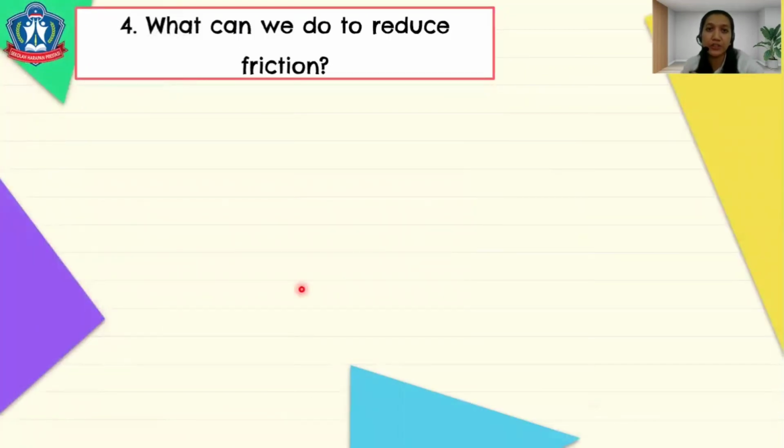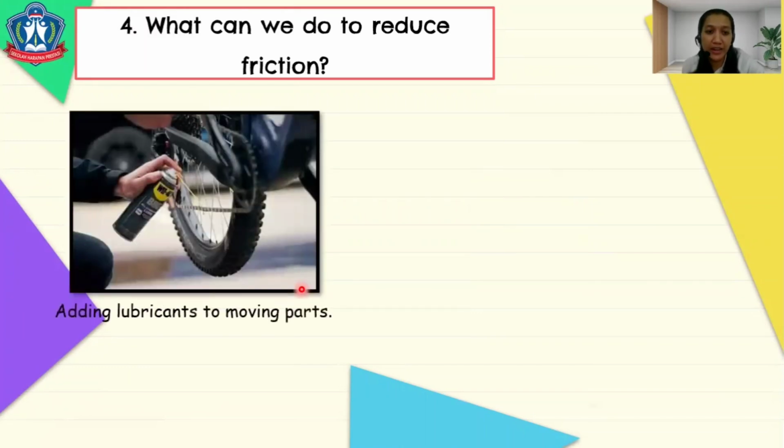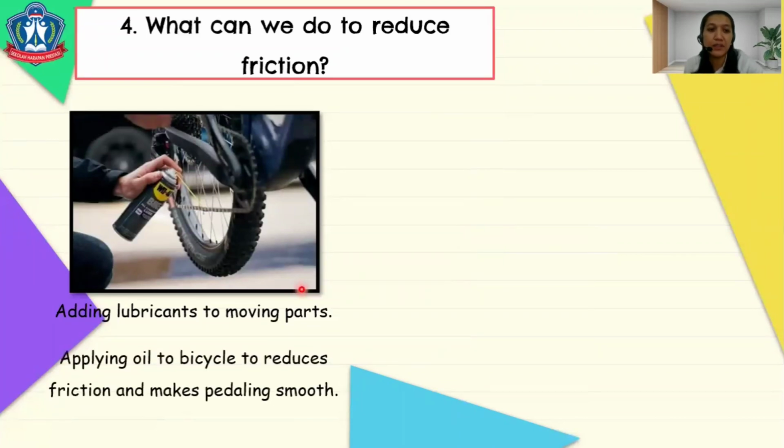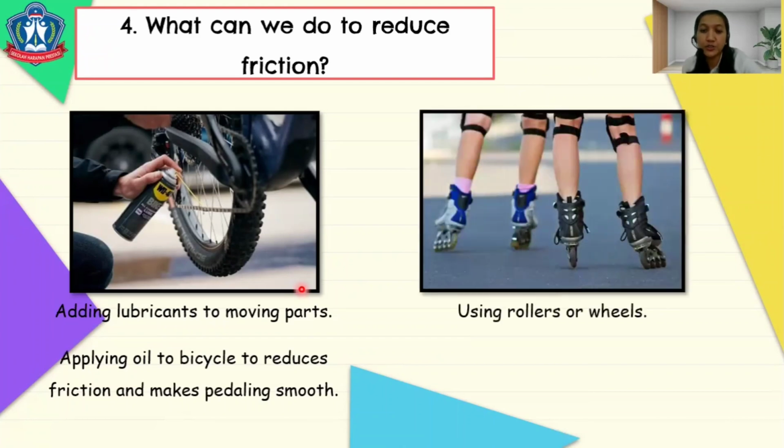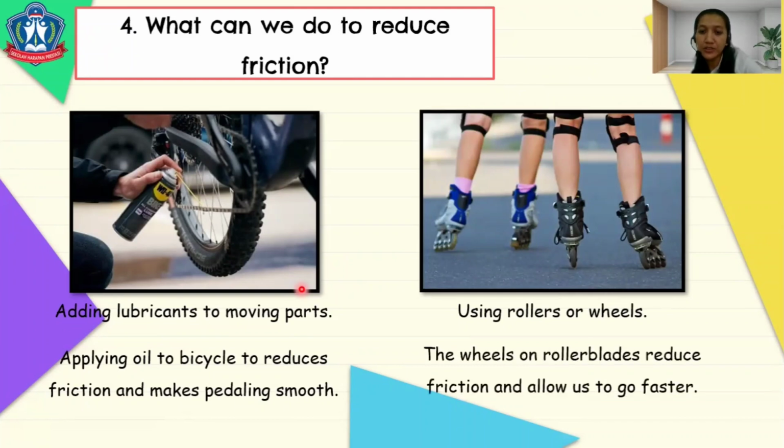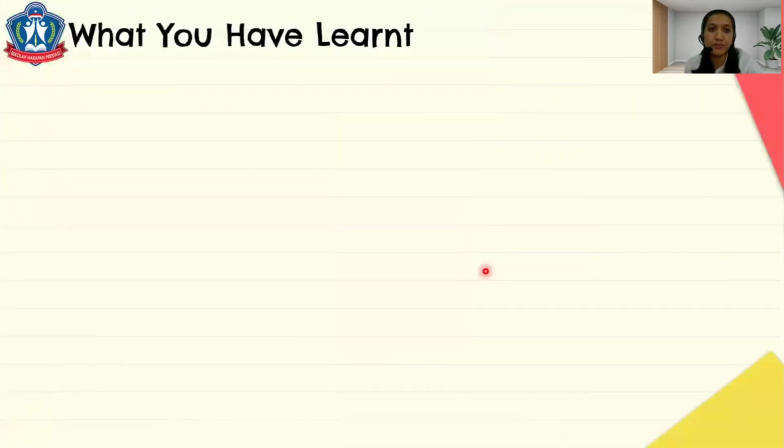So what can we do to reduce friction? First, adding lubricants to moving parts. For example, applying oil to a bicycle reduces its friction and makes pedaling smooth. Or using rollers or wheels. The wheels on roller blades reduce friction and allow us to go faster.